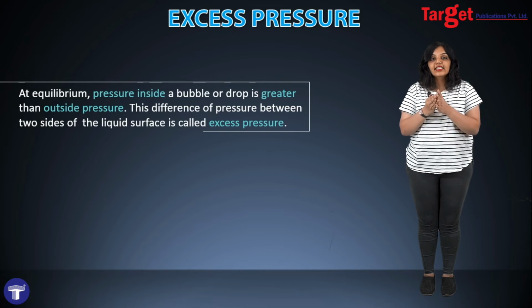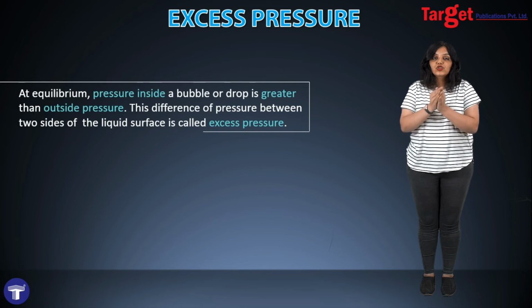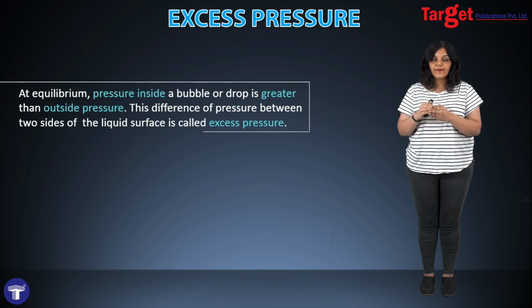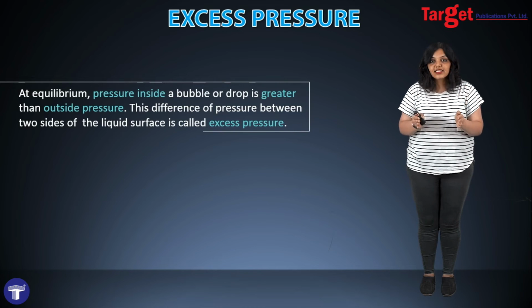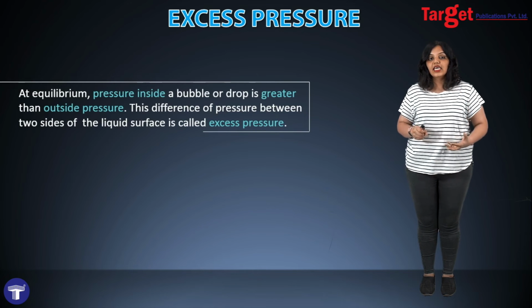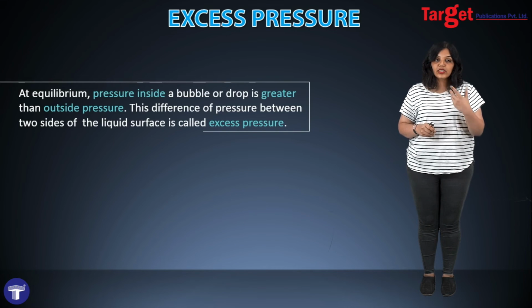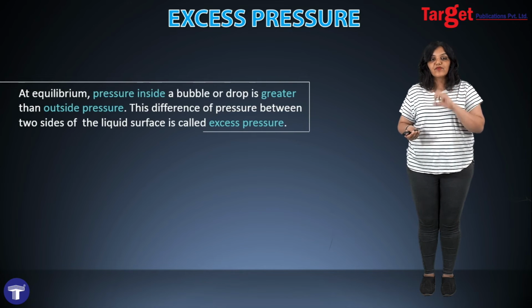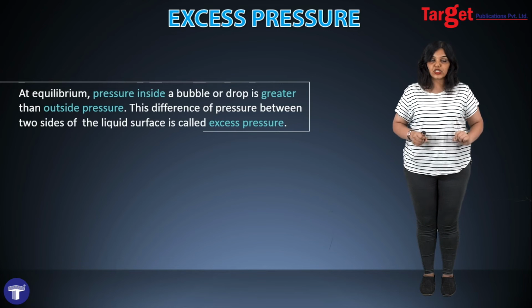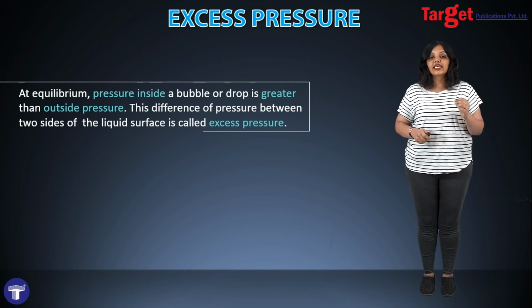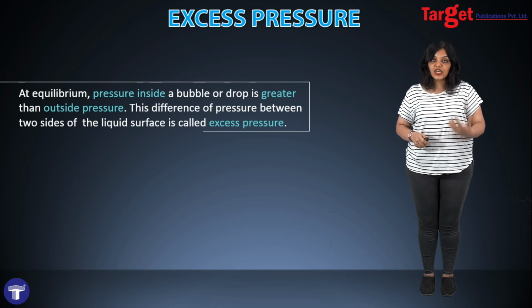And therefore, there exists a pressure difference between two sides of the free surface. On the inside and the outside, there is a pressure difference, and this is known as excess pressure. At equilibrium, thus we say that the pressure inside a bubble or a drop is greater than the outside pressure, and this difference of pressure between the two sides of the liquid surface is called excess pressure. This excess pressure exists only in case of curved surfaces.